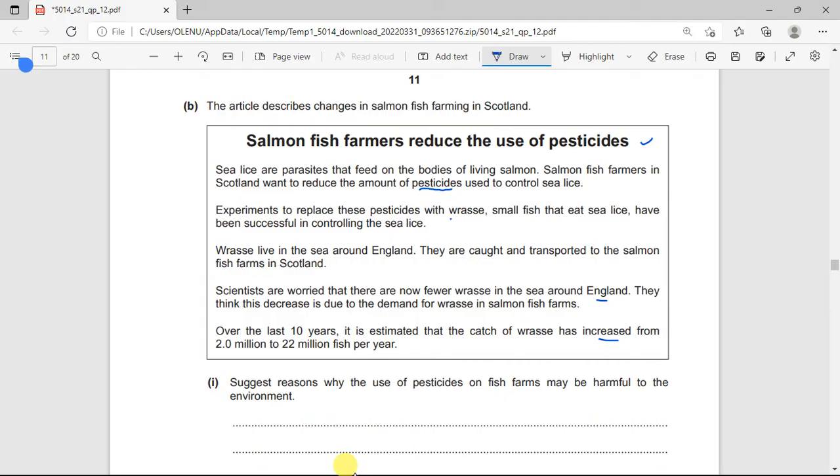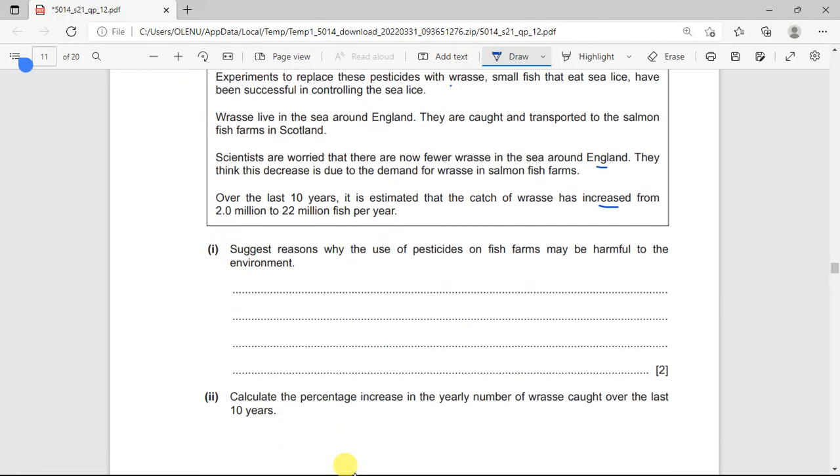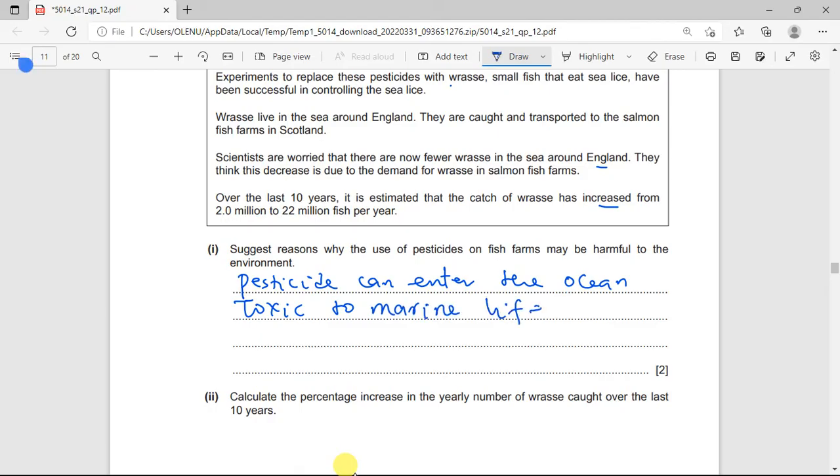Suggest reasons why the use of pesticide on fish farms may be harmful to the environment. This is quite simple. Pesticide can enter the ocean, and if it does, it will be toxic to marine life, and if it is consumed, it can lead to bioaccumulation and eventual death.